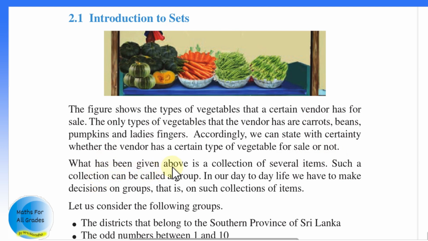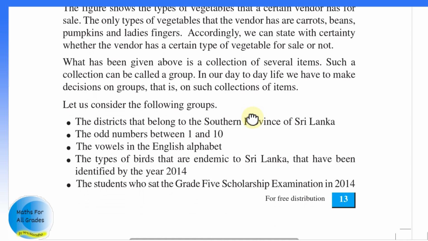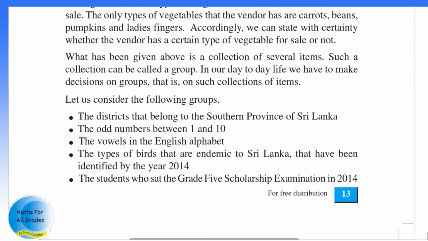What has been given above is a collection of several items. Such a collection can be called a group. In our day to day life, we have to make decisions on groups, that is, on such collections of items. Now, they have given several groups here. Since we know how to identify sets, let's go through each of these groups and identify them.